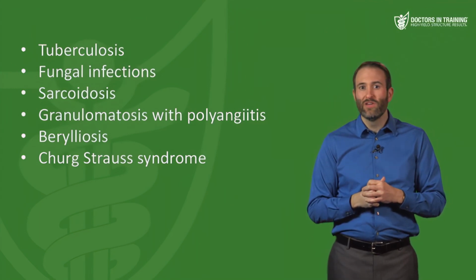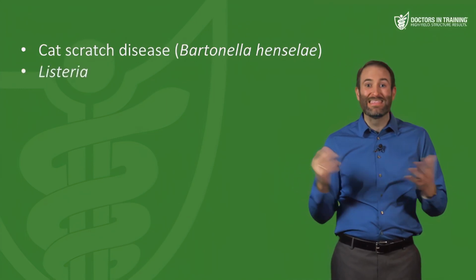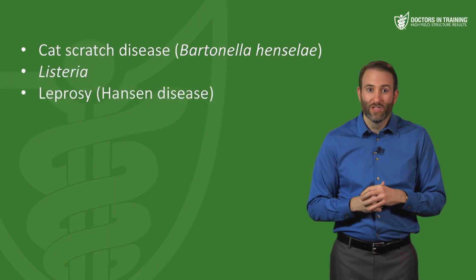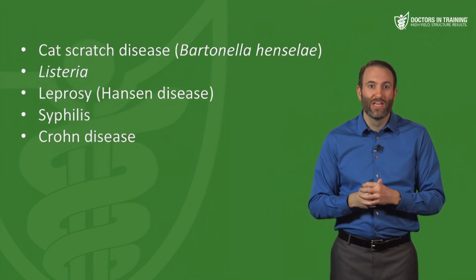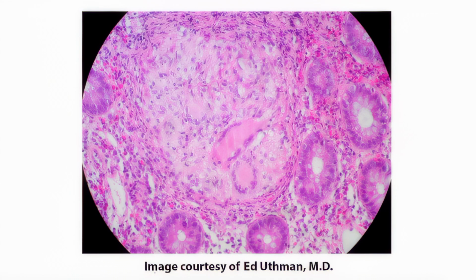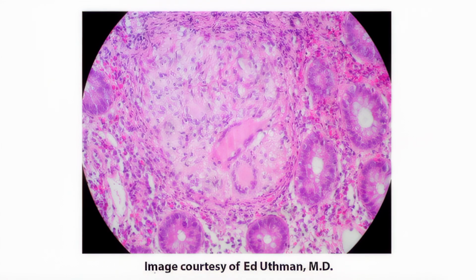And then moving away from pulmonary diseases, cat scratch disease can cause granulomas, and this is caused by Bartonella henselae. There's listeria. Leprosy can cause granulomas, and also syphilis. And then Crohn's disease, another form of inflammatory bowel disease, where you're going to get granulomas in the GI tract. So here's a section of colon in a patient with Crohn's disease, and you can see the intestinal glands or crypts here. But what you really need to notice is this granuloma right here. This is a non-caseating granuloma, so you don't have that amorphous pink center. You do have this collection of macrophages surrounded by inflammatory cells, and then even some multinucleate giant cells.